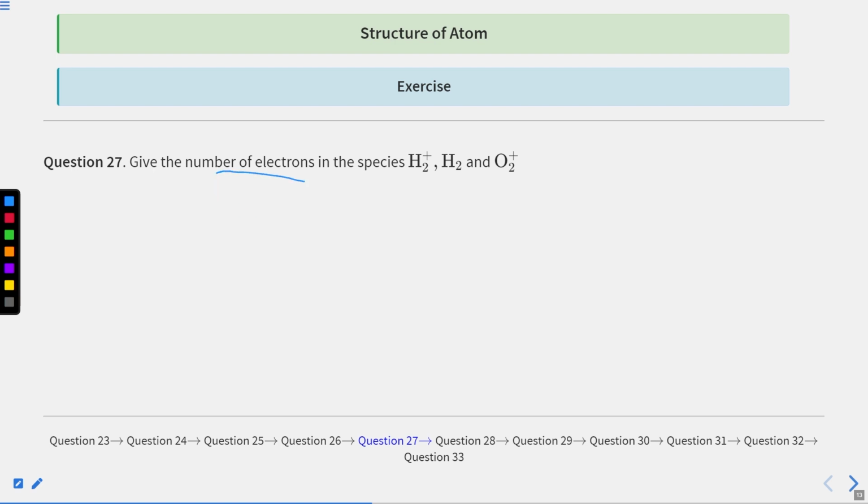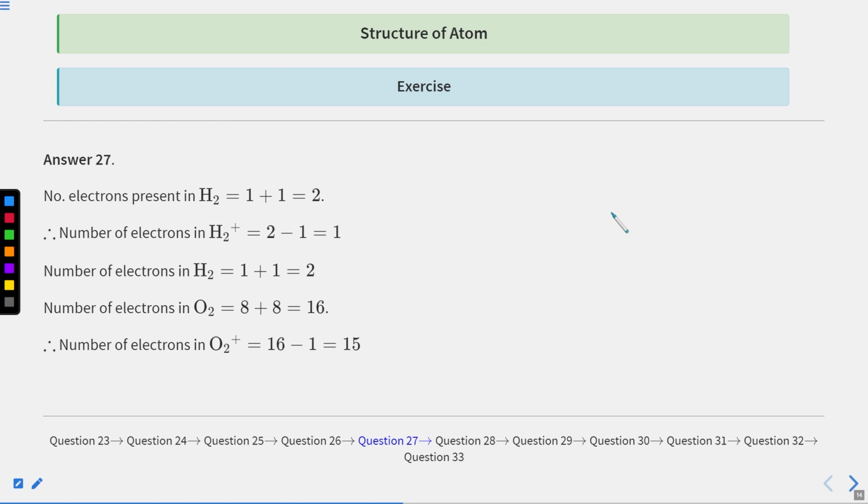Next is, give the number of electrons in the species H2 plus, H2 and O2 plus. Now one H has 1 electron. So 2 H will have 2 electrons. Now since plus is there, it will have 1 electron. Next we have H2, so it will have 2 electrons. O2: how many electrons does one O have? 8 electrons. Now since 2 are there, 8 into 2, 16. Now for the positive charge, minus 1, that will give us 15 electrons.